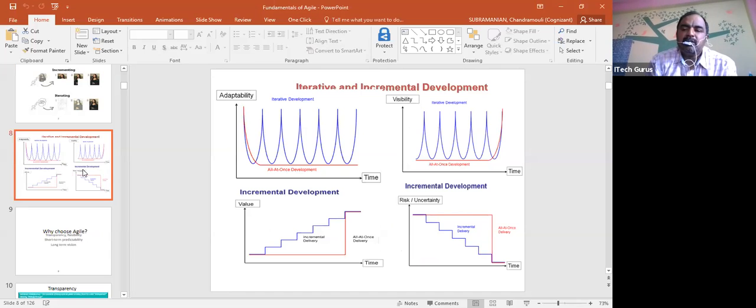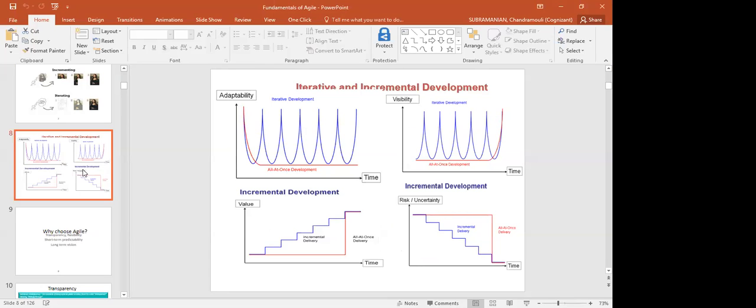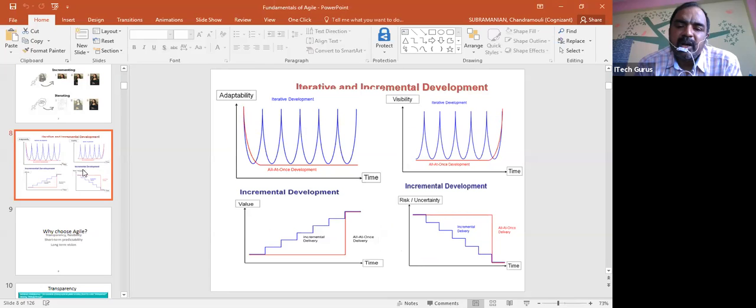So, the ultimate purpose of this is both iterative and incremental. But you see that changeability, the first one, right? Why are you going for an iterative and incremental development? The first graph, if you look into it, is adaptability. What is adaptability? Adaptability, in the sense actually, in the beginning, right?